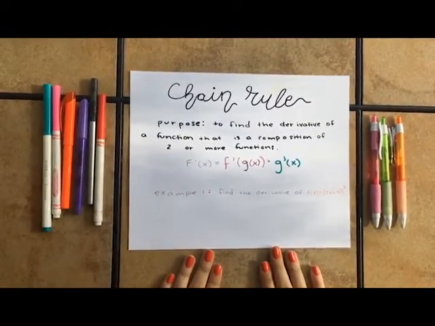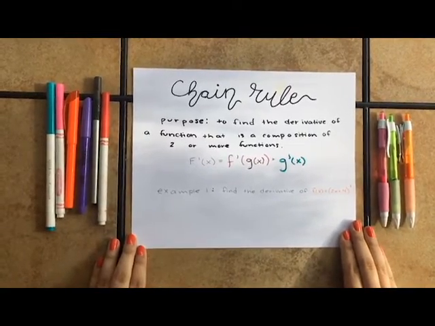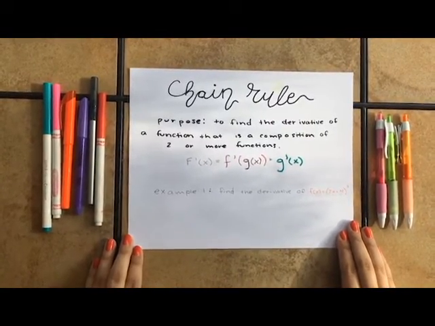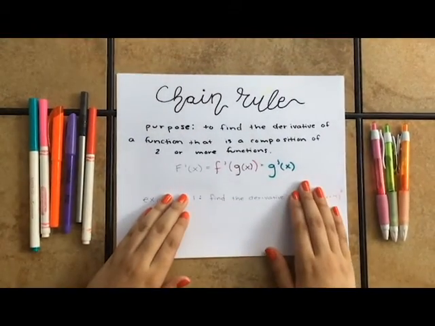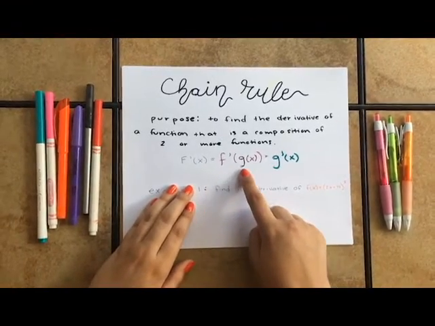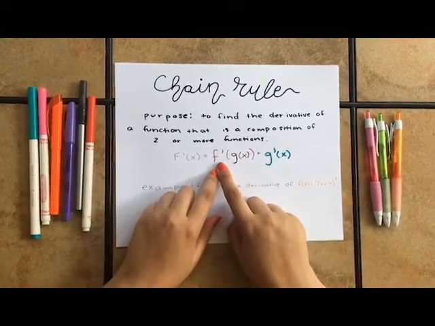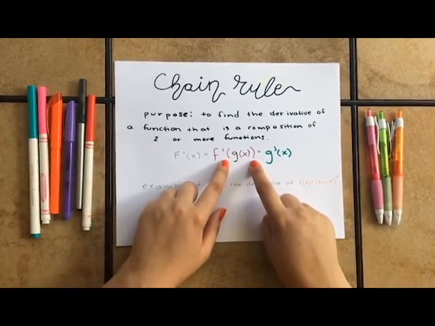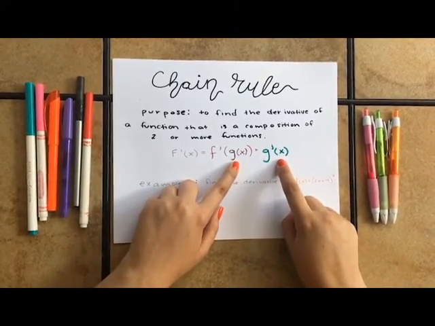Alright, now that we've learned the product rule, it's time to learn the chain rule. The purpose of the chain rule is to find the derivative of a function that is a composition of two or more functions. An easy way to see how the chain rule works is to look at the general function. F prime of x equals f prime of g of x times g prime of x. So we can see here that we take the derivative of the outside function, keep the inside function, and multiply it by the derivative of the inside function.